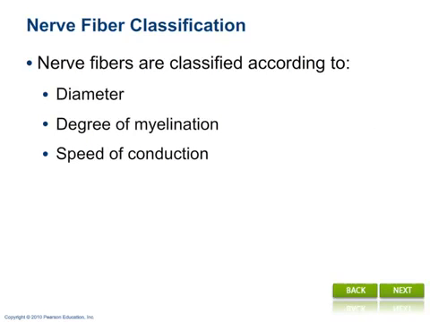We can classify nerve fibers based on their diameter, the degree of myelination, and therefore the speed of conduction. We didn't go into too much detail about this, but the larger the diameter of a nerve fiber, the faster it can conduct an action potential down that axon. We already saw how myelination affects speed of conduction. The more myelinated a nerve fiber is, the faster it can conduct an action potential.